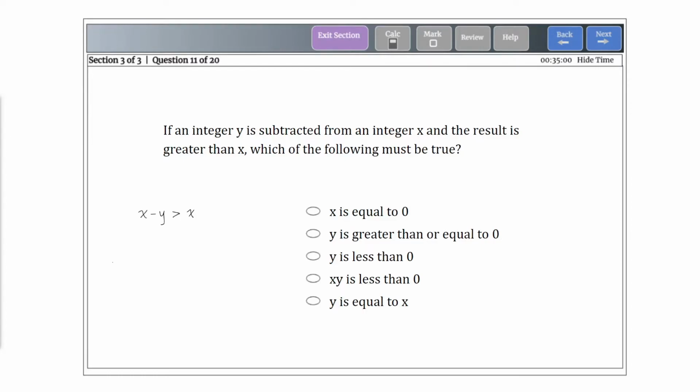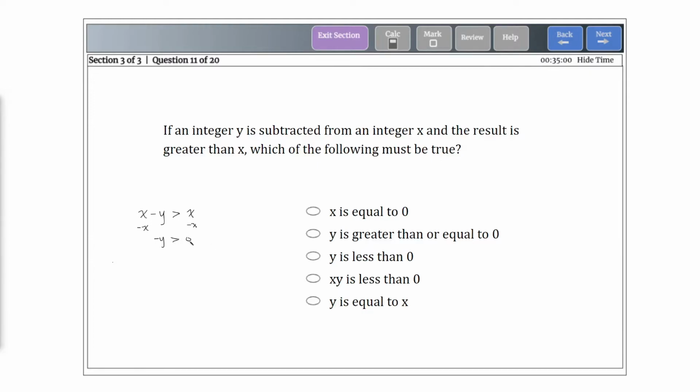When y is subtracted from x, the result is greater than x. And again, like I said already, some people might be looking at this and thinking, well, the only way that's going to happen is if y is a negative number, but we're going to go ahead and prove it. So the first thing we might do is subtract x from both sides. And if we do that, we're just left with negative y is greater than 0.